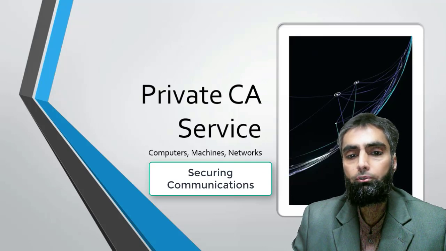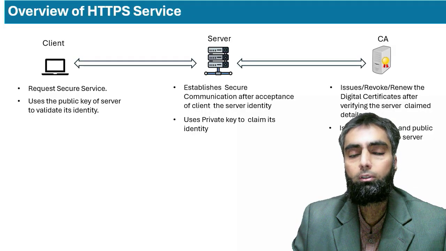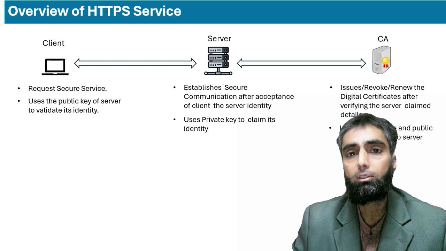So before we proceed with discussing how to set up the CA service, we can have a look at the components or the entities which are involved in secure communications. There are basically three entities involved in securing the communications. First of all is the service. If we take the example of an HTTPS service, which is used to securely browse websites over the internet.